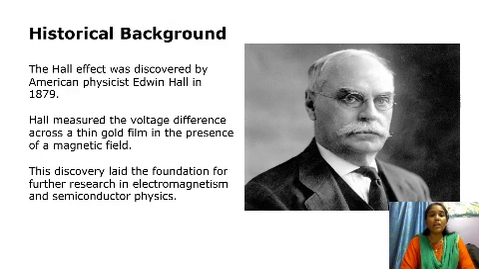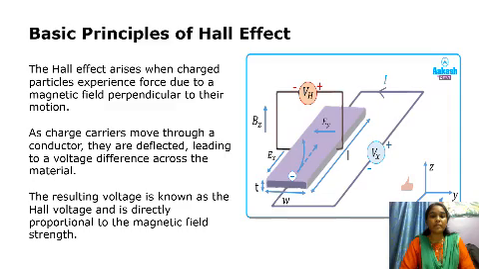Historical background. The Hall effect was discovered by American physicist Edwin Hall in 1879. Hall measured the voltage difference across a thin gold film in the presence of a magnetic field. This discovery laid the foundation for further research in electromagnetism and semiconductor physics.